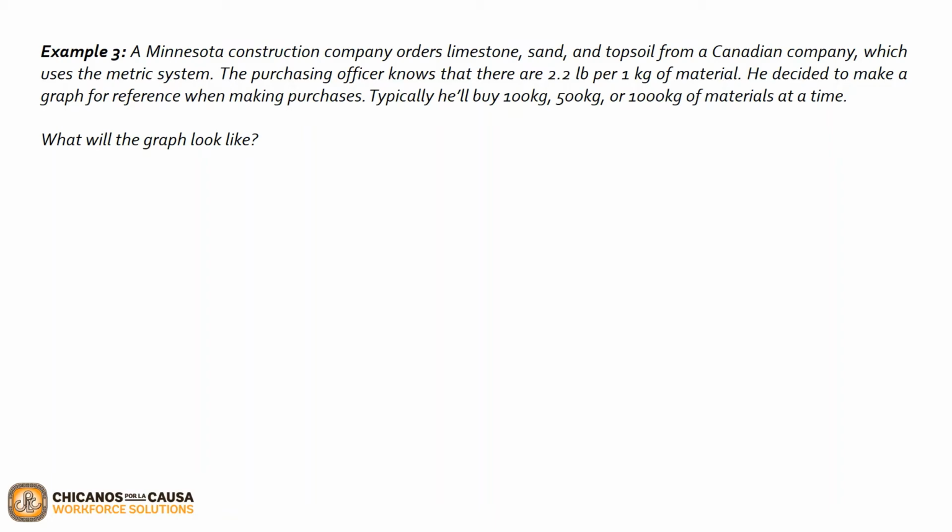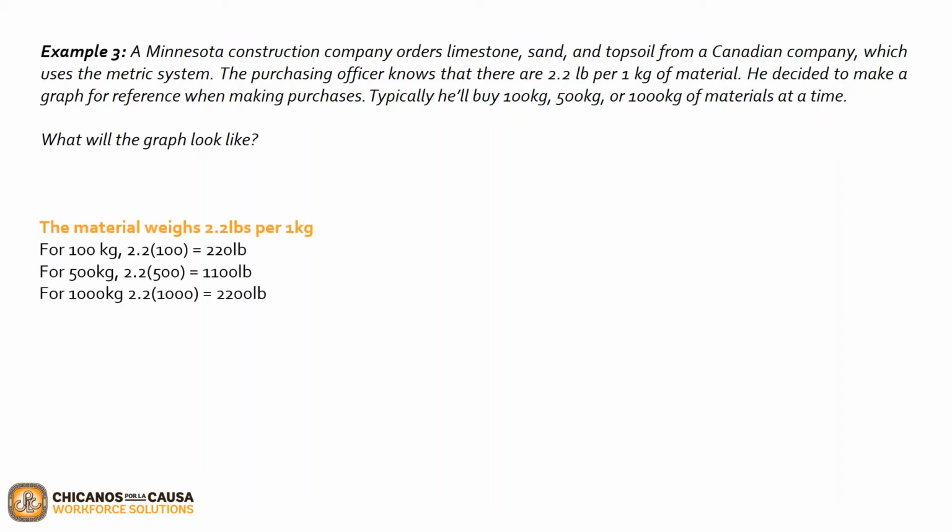So this one's kind of interesting because they more or less have given us the answer, or at least the values, to work with. So right off the bat, we know that 2.2 pounds equals 1 kilogram. Therefore, if we already know the 3 different numbers of kilograms that he purchases, then all we have to do is multiply those by 2.2. So that'll essentially convert it from kilograms to pounds. So let's do that first.